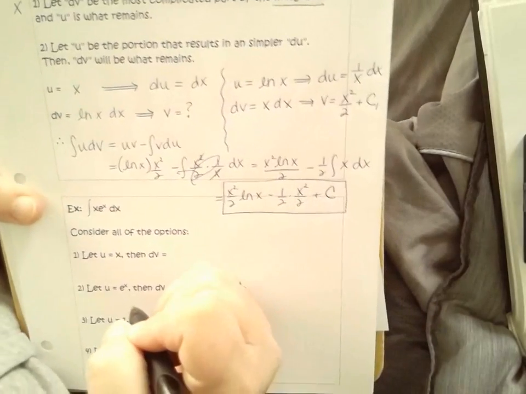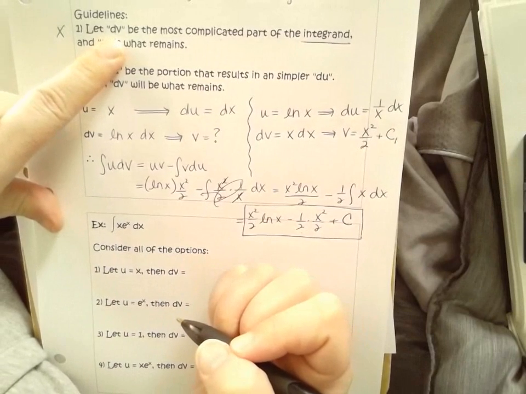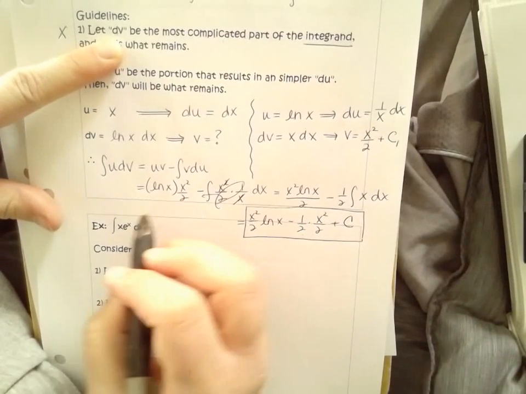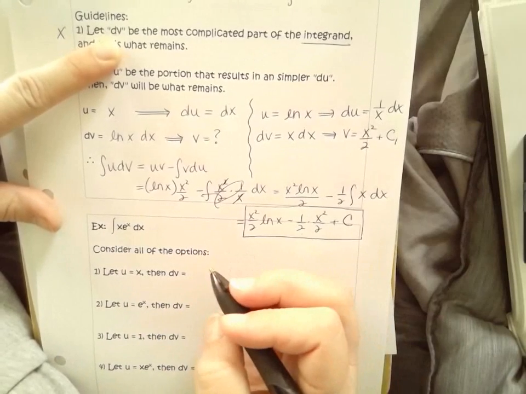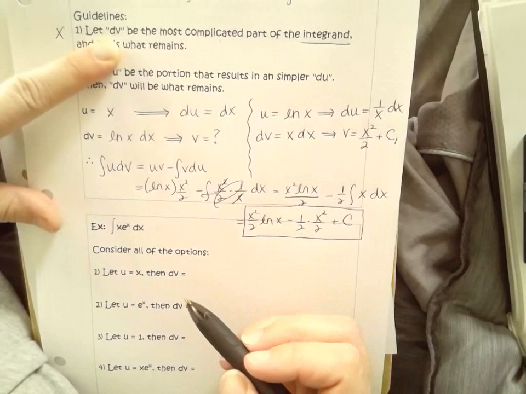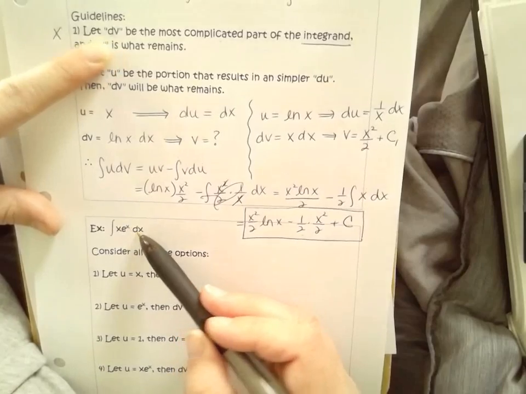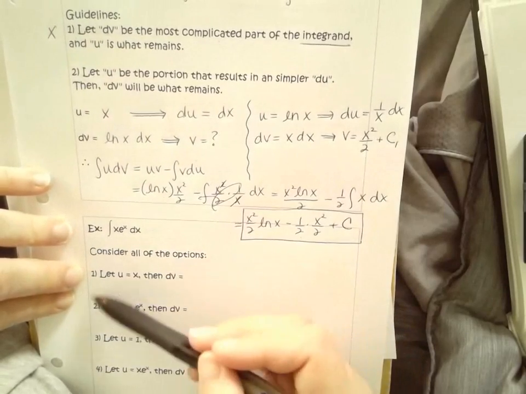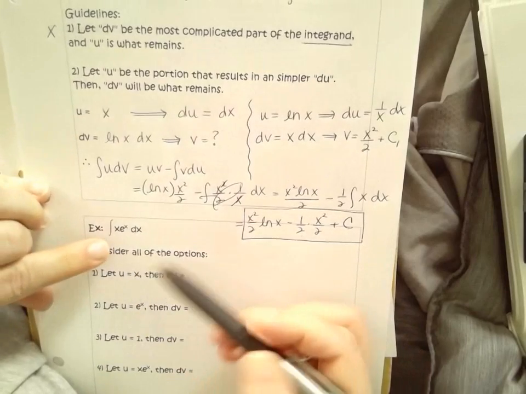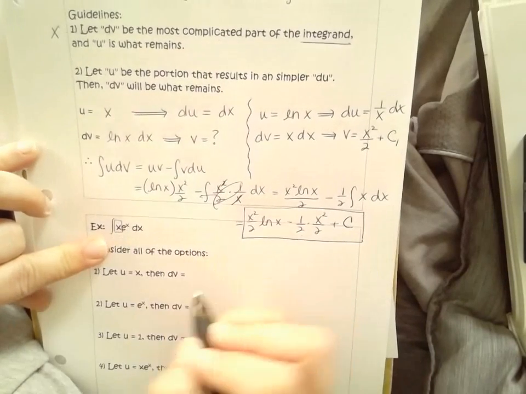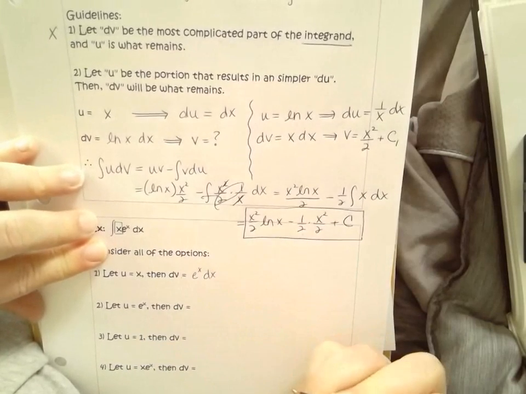All right, so down here, step 1 was to allow dv to be the most complicated part. So of this, what would be the most complicated part? And I would assume that you would say dv would be the e to the x dx. Well, this question has kind of been laid out for you, so let's go with what's being suggested. If we let u equal x, then dv would be the rest, e to the x dx.